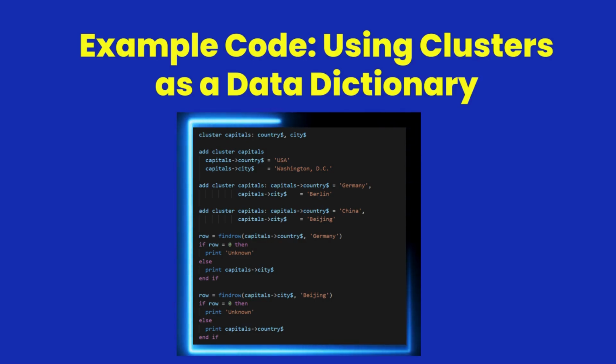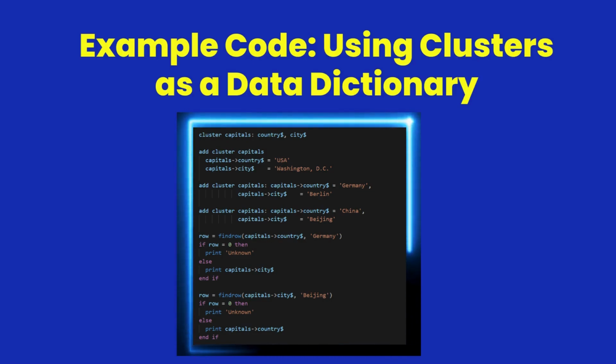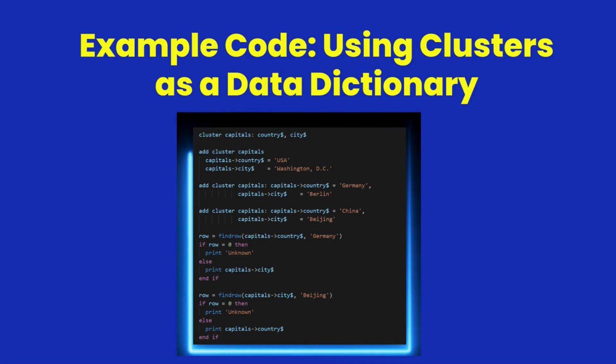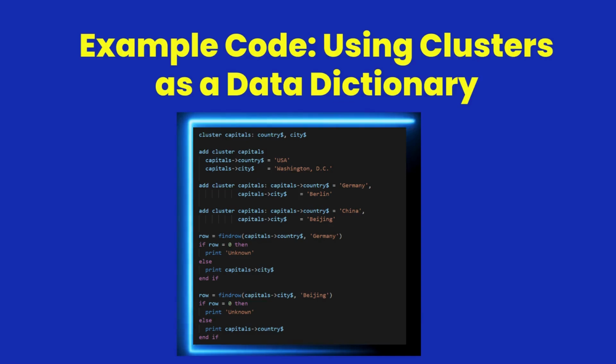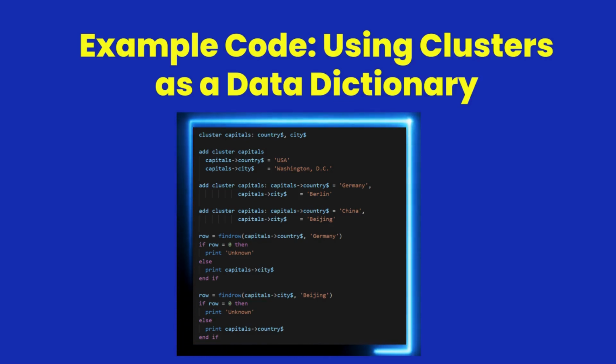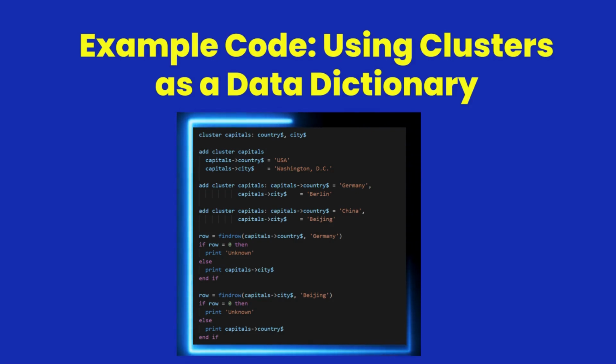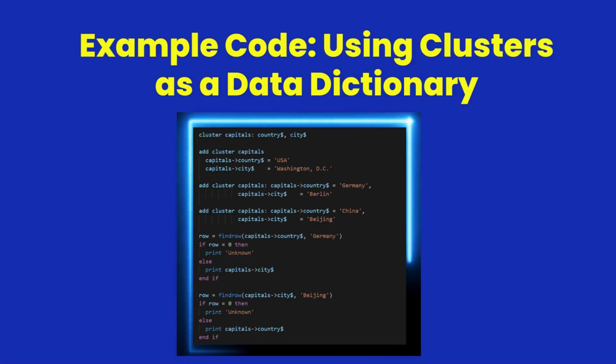Next, we add entries to the cluster for the USA, Germany, and China, along with their respective capitals. We add a row to the capitals cluster, setting the country$ field to USA and the city$ field to Washington, D.C., then we do the same for Germany and China.